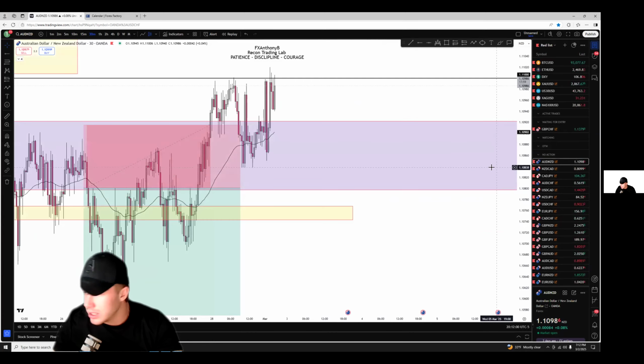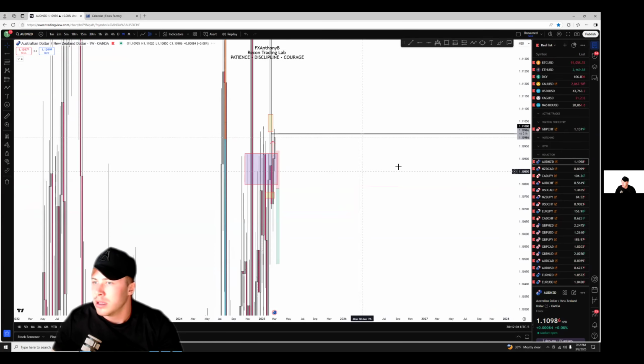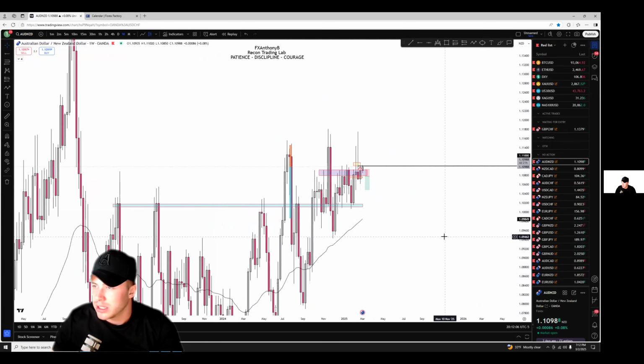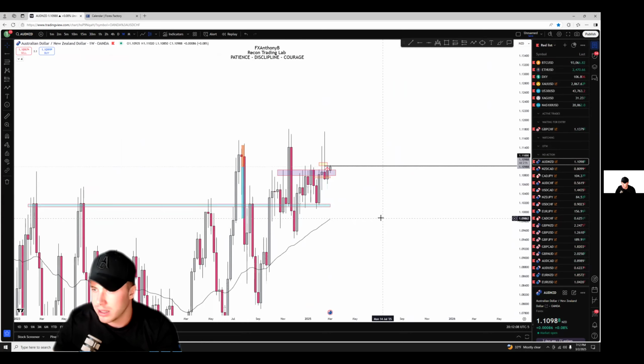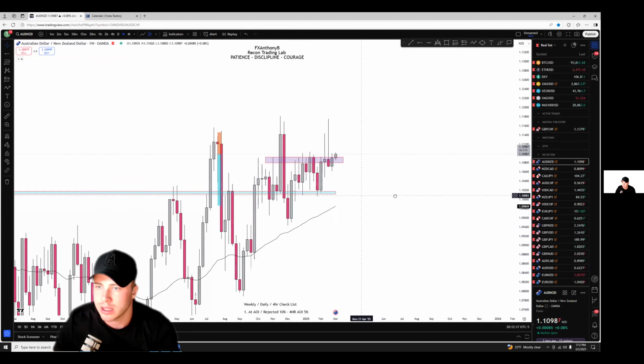Next one is AUD NZD. So last week I said we took a loss on this trade. We wanted to scale in there, never got in. Let's get rid of this arrow. Oop, that's not the arrow. Let's get rid of that.